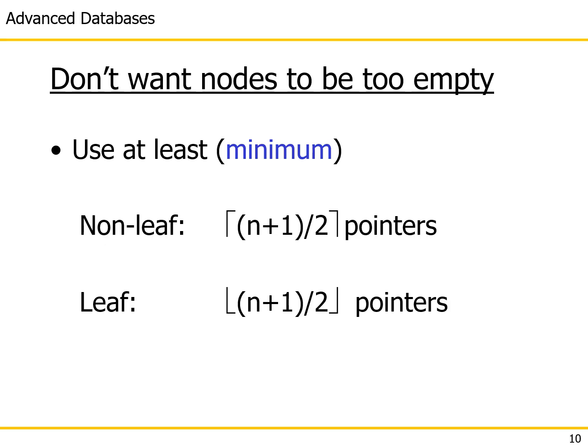Now, why the flooring and the ceiling here? When we are at the non-leaf level, we would like to increase the number of pointers, because this gives us more branching. So what we're going to do is we are going to ceil up to have more pointers. That's why we're doing ceiling in the non-leaf, to have more pointers.